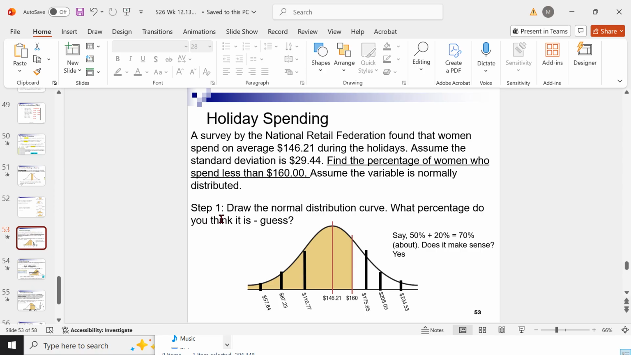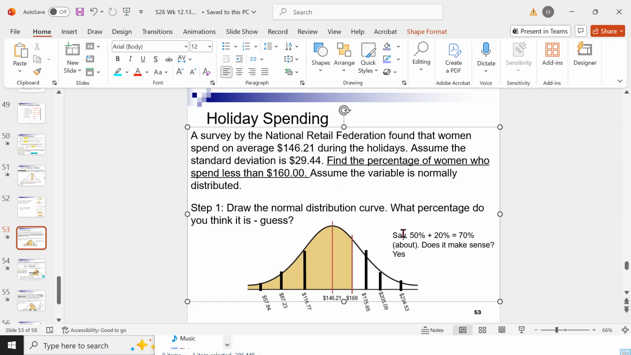This is a good little question here. A survey by the National Retail Federation found that women spent on average $146.21 during the holidays. I don't know, what was this, the 1800s? That doesn't sound like very much anymore. That's almost like a couple days worth of groceries these days. Assume the standard deviation is 29.44. So that is your mean, that is your standard deviation, and find the percentage of women who spend less than 160. Assume the variable is normally distributed.